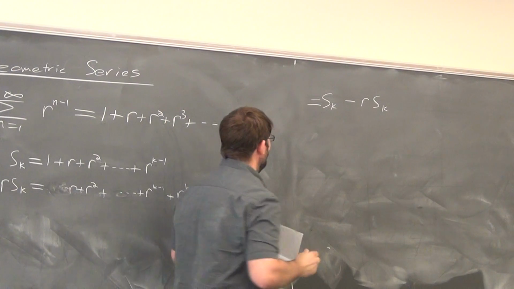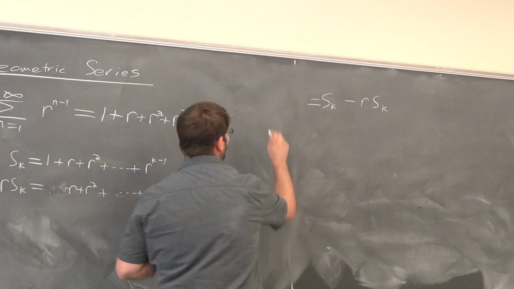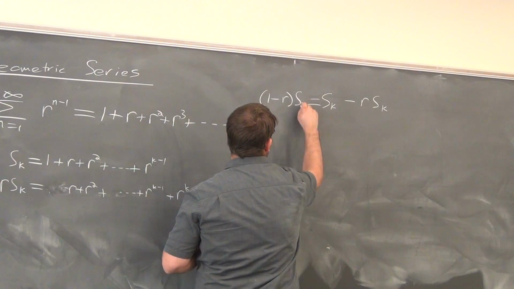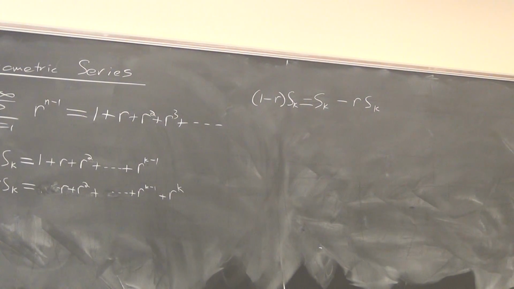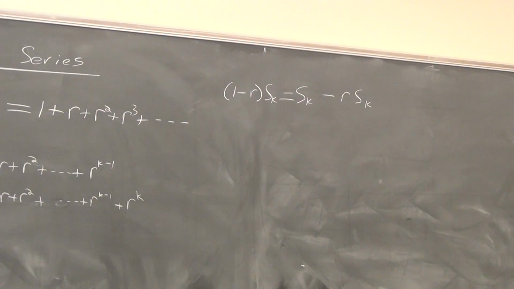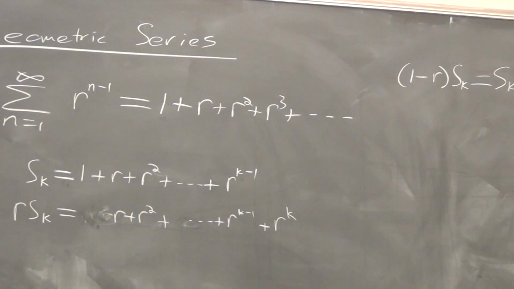Okay, let me do it. So if I take that S sub k and I subtract from it r times S sub k, on one hand I can pull out the S sub k, right? And I get 1 minus r times that. But if I just think of taking this f sub k and subtracting this guy from it, what do I end up with?